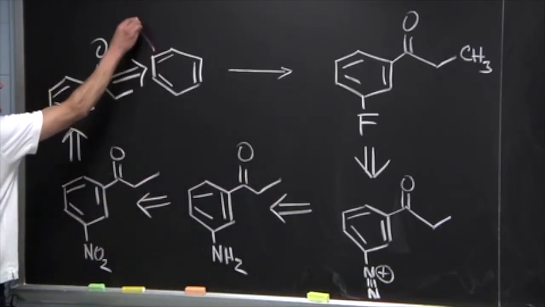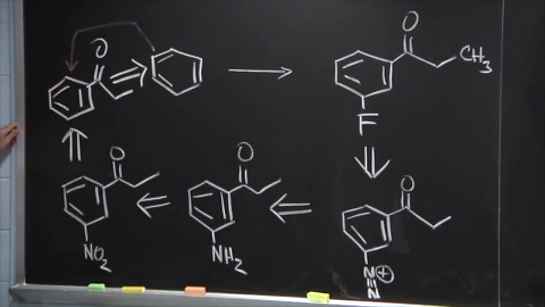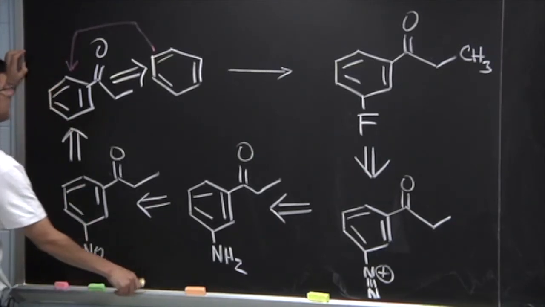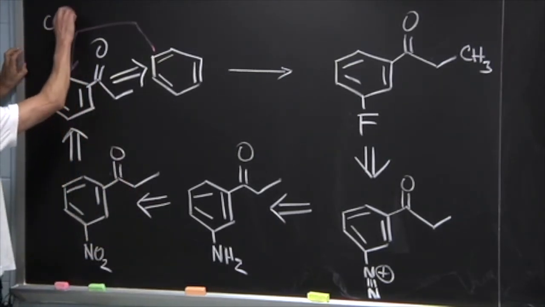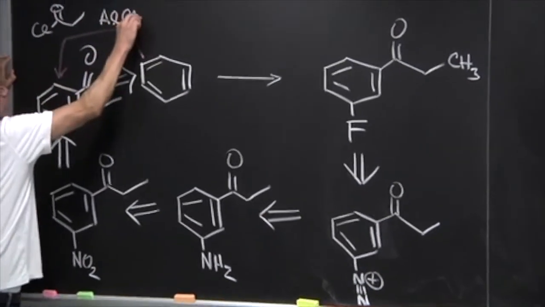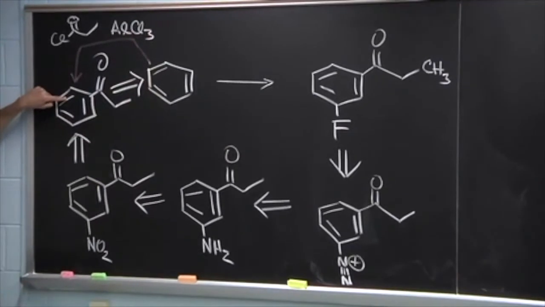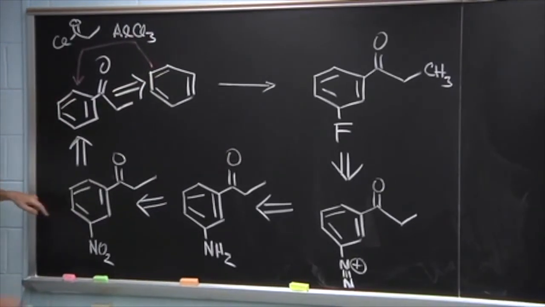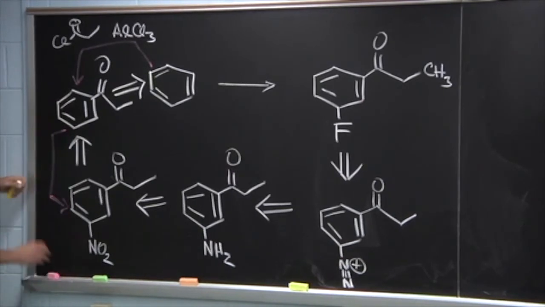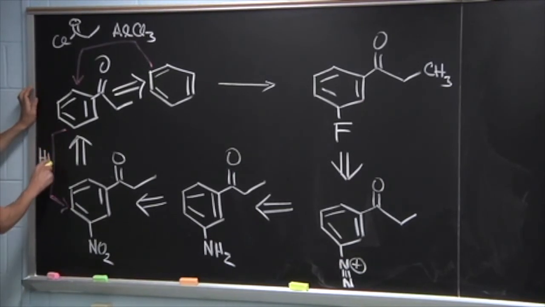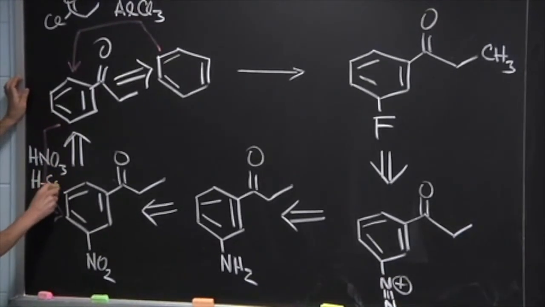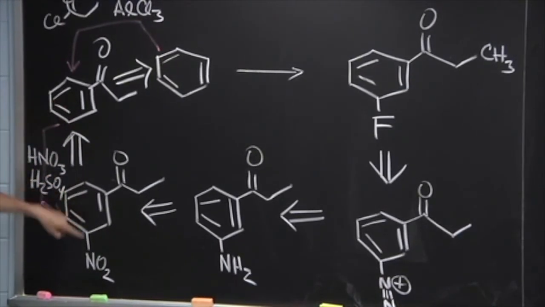So starting from benzene and coming over here, this is a Friedel-Crafts acylation reaction. So we would need an acyl chloride and aluminum trichloride. And then from here to here, this is a nitration. So the conditions for nitration, remember, are nitric acid and sulfuric acid.